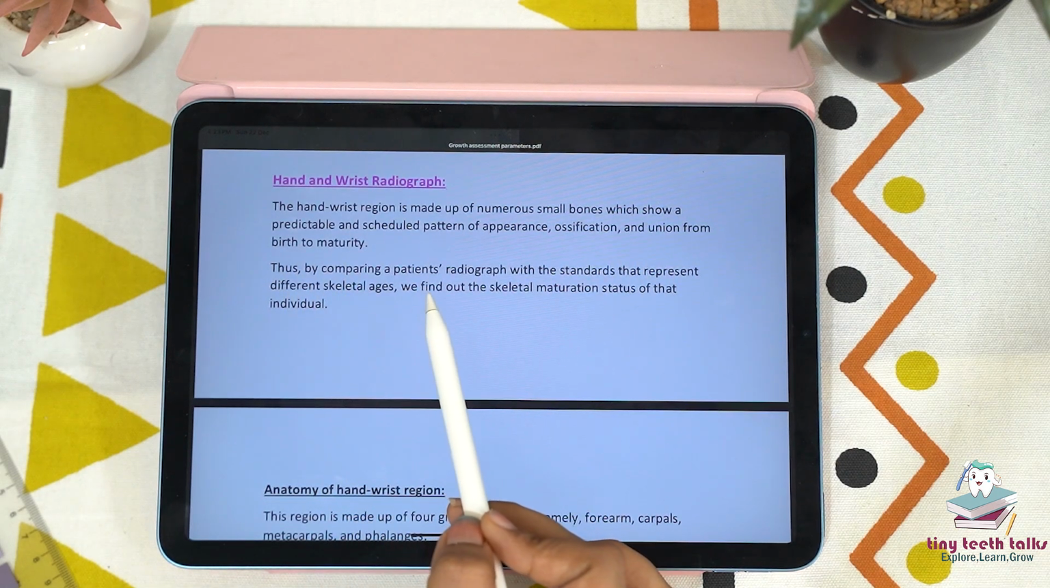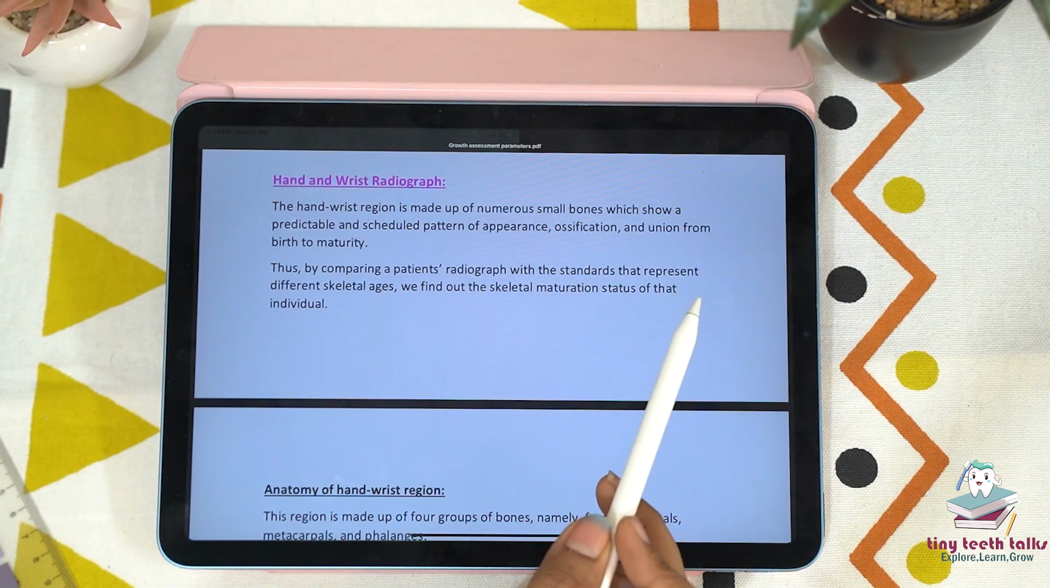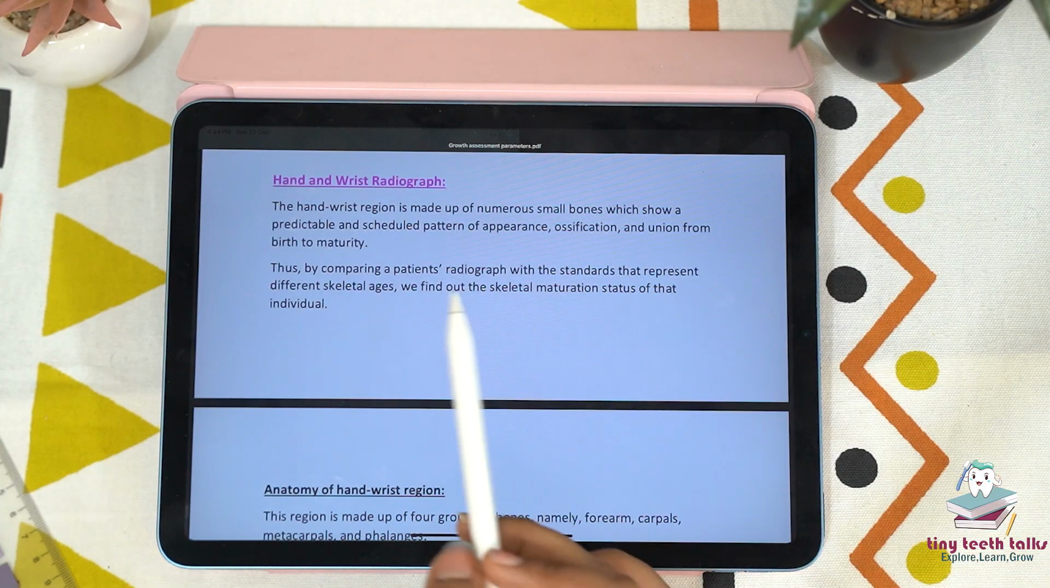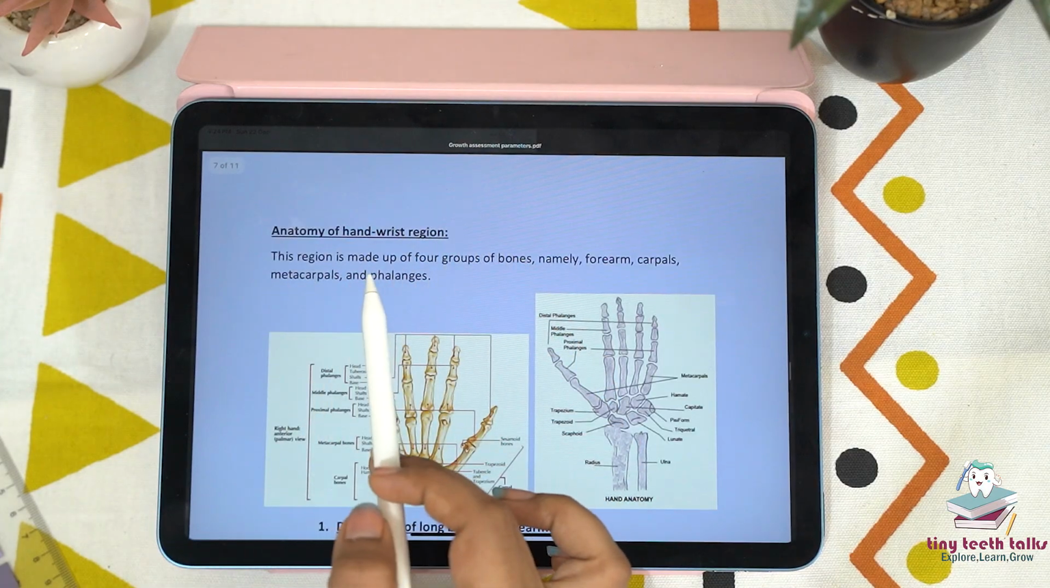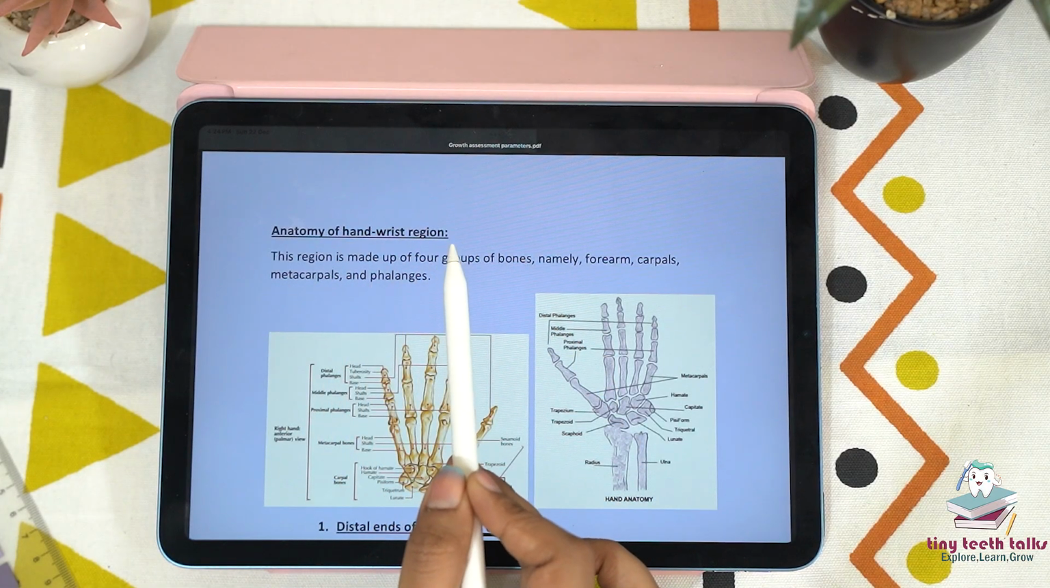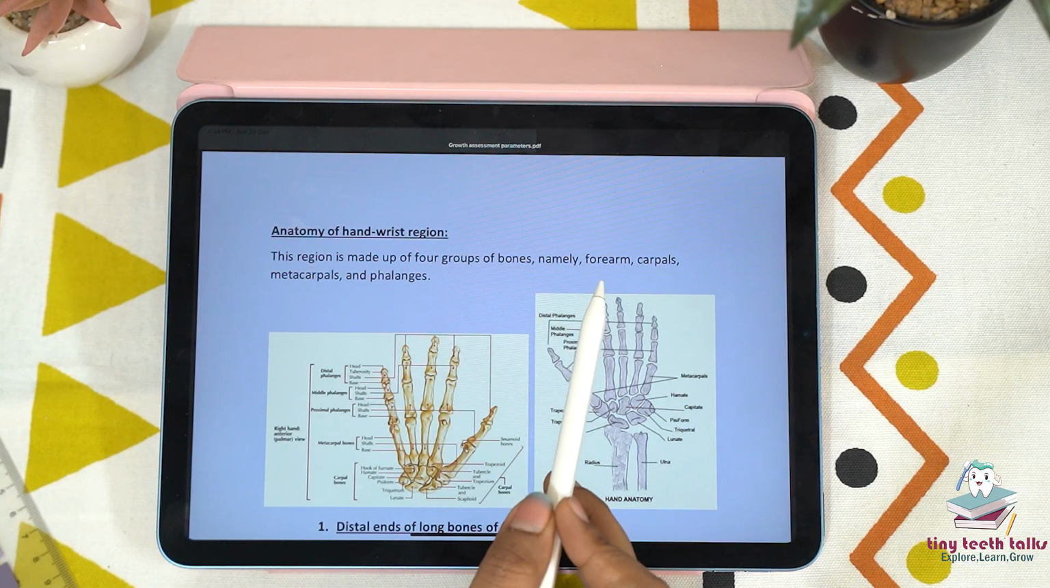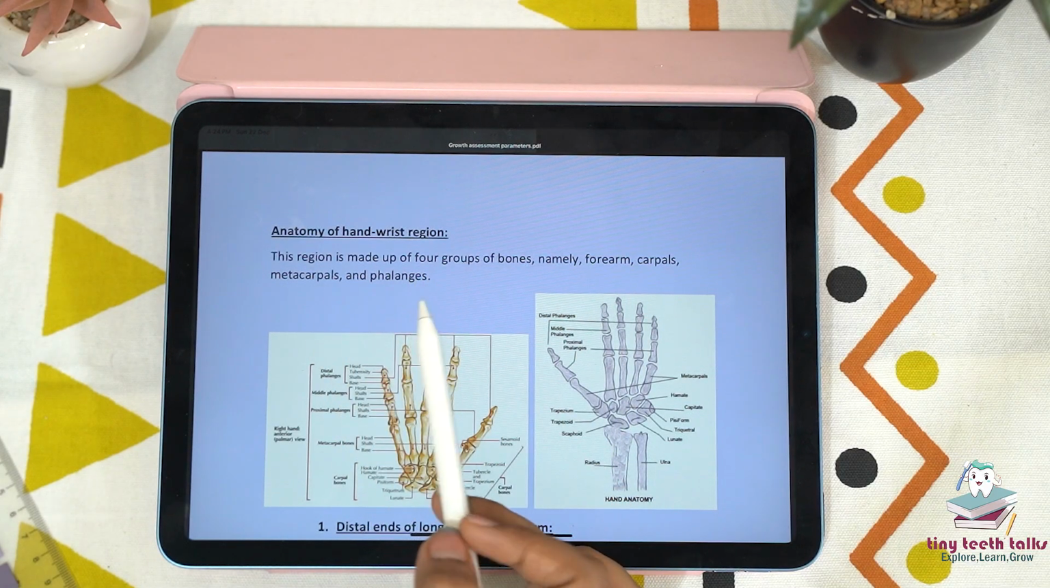Thus, by comparing a patient's radiograph with the standard that represent different skeletal ages, we find out the skeletal maturation status of the individual. For that, first we have to understand the anatomy of the hand wrist region. So this region is made up of four groups of bones, namely forearm, carpals, metacarpals and phalanges.